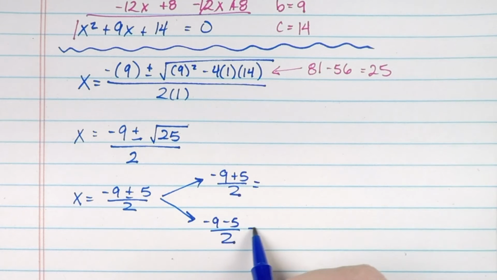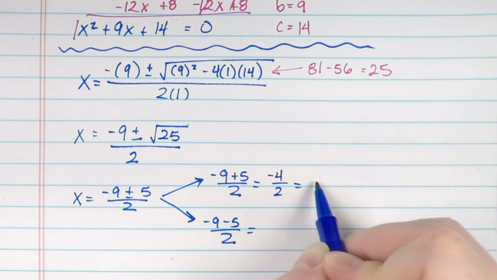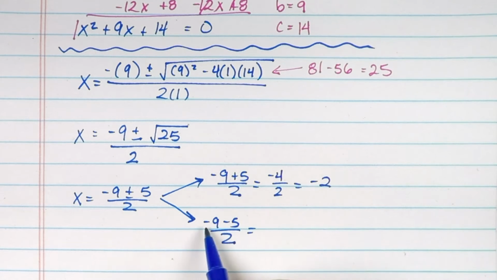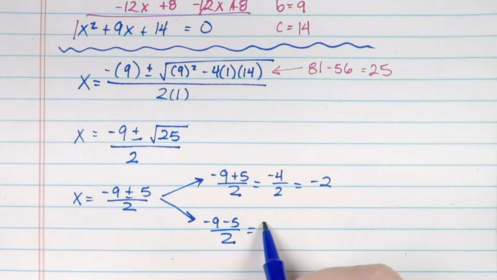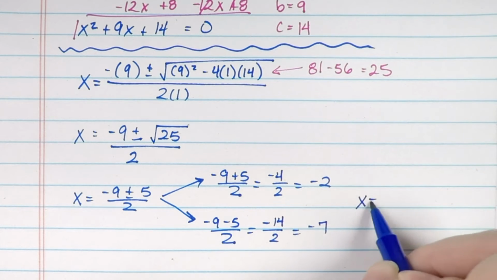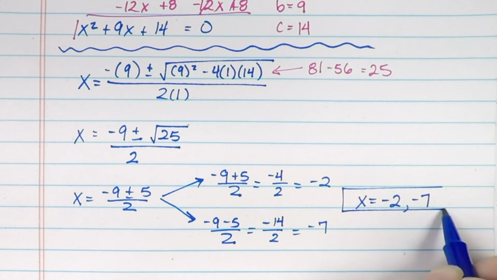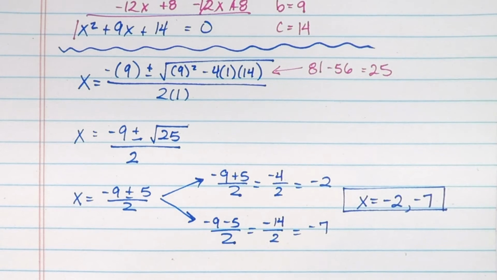And if I simplify each of these, negative 9 plus 5 gives me negative 4. Divide that by the 2 that was on the bottom, and we get negative 2 as an answer. On the second one, if I do negative 9 minus 5, that gives me negative 14. Divide that by 2, and we get negative 7 as our other answer. So our final solutions for x, we get x equals negative 2 and negative 7. Here are our two solutions.